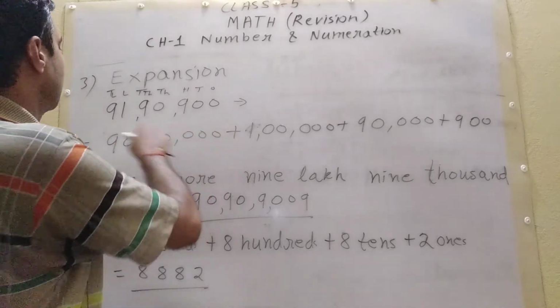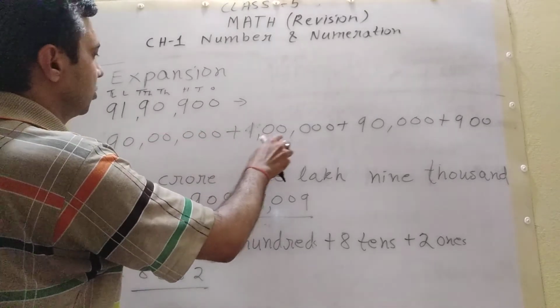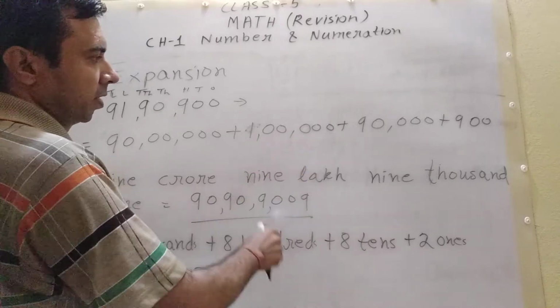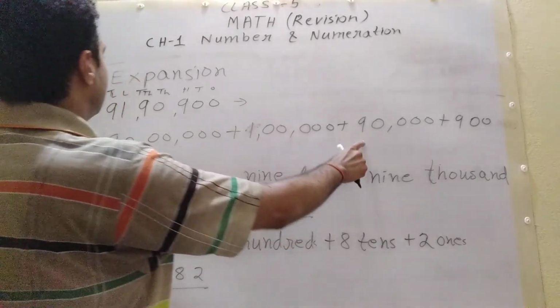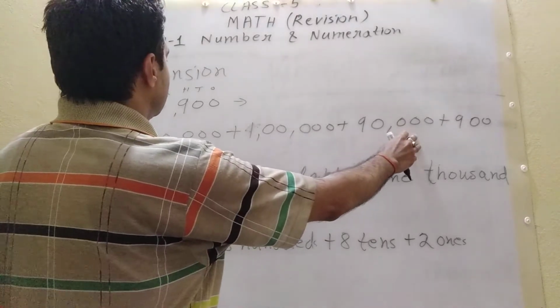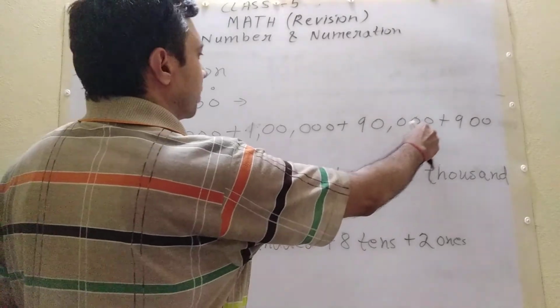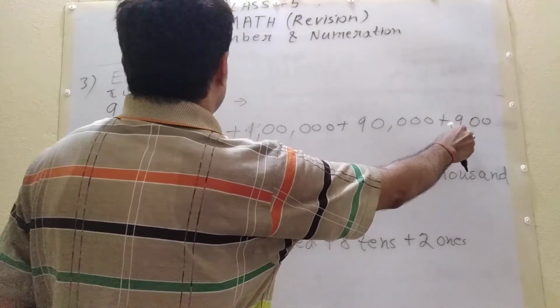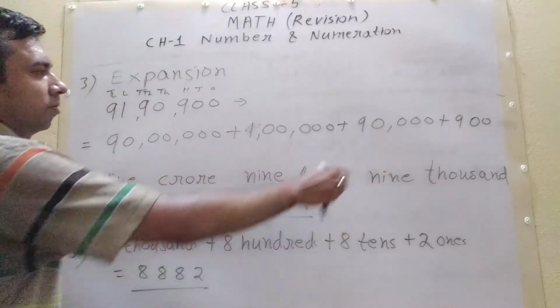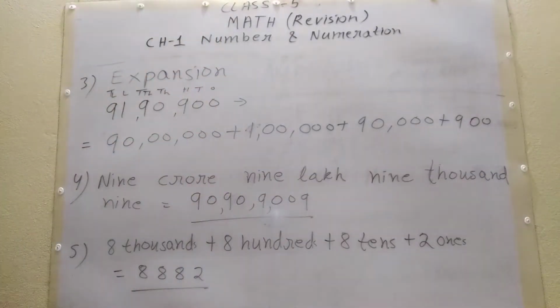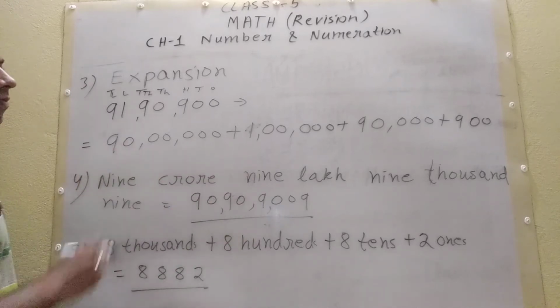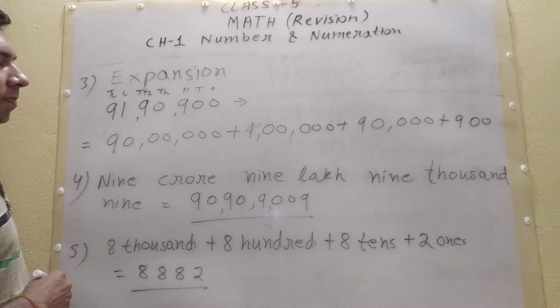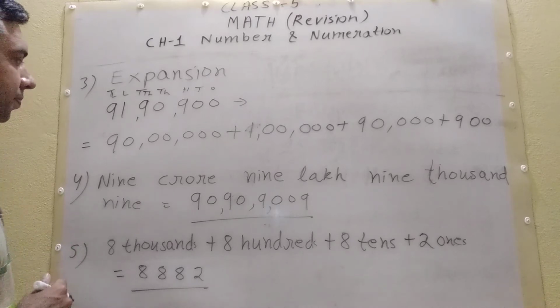See, all we have to make 0. Now plus 1 and make the rest of the digits 0. Then plus 9, rest of the digits 0. Plus 900. Plus 9, make the rest of the digits 0. If it is 0, no need to write it. So in this manner we have to expand. It is very easy.